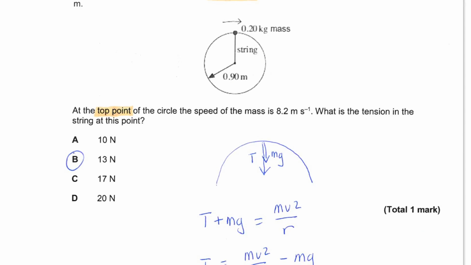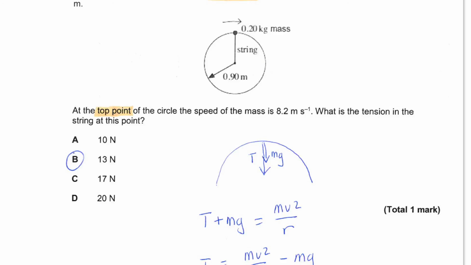Next we have question 6, and we have got a 0.2 kilogram mass whirled around a vertical circle. So this point here is higher, it's above this point down here. And we've been given the length of the string as 0.9 meters. At the top of the circle, the speed is 8.2 meters per second, and we are asked for the tension in the string at this point.